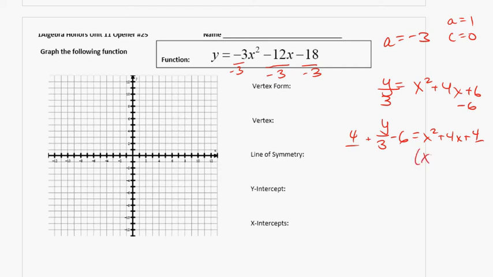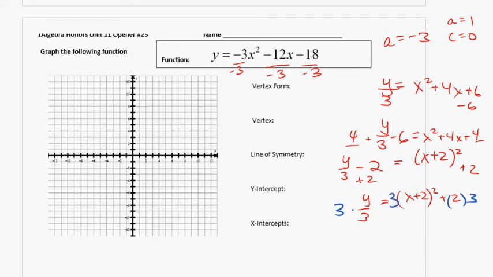This becomes x plus 2 squared, half of b squared, equals y over 3 minus 2, because 4 minus 6 is minus 2. Getting y alone, I add 2 to both sides, so I get x plus 2 squared plus 2 equals y over 3. And now I triple everything, so I get y equals 3 times the quantity x plus 2 squared plus 6.